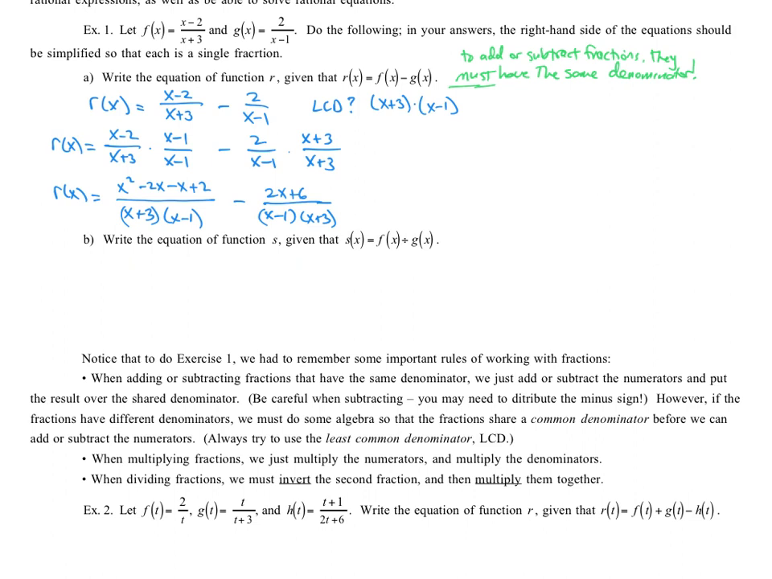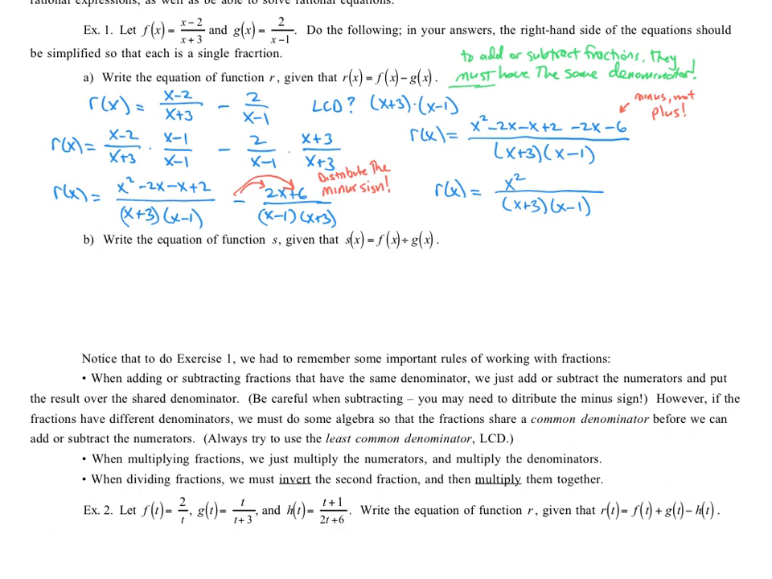So here's what we get when we subtract. Notice that when I subtracted, I had to subtract both the 2x and the plus 6. Forgetting to distribute the minus sign is the most common mistake I see students make when they subtract two fractions, if the second fraction has multiple terms in the numerator. Finally, I'll combine like terms in the numerator. So minus 2x minus x minus 2 more x is minus 5x. And the 2 minus 6 gives me a negative 4.